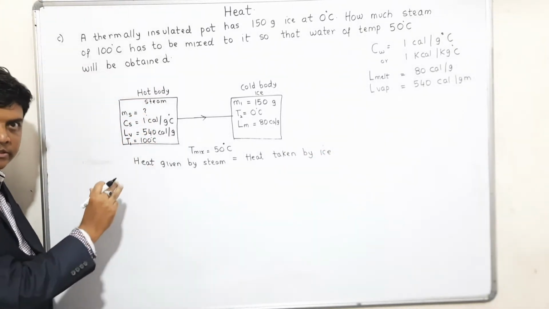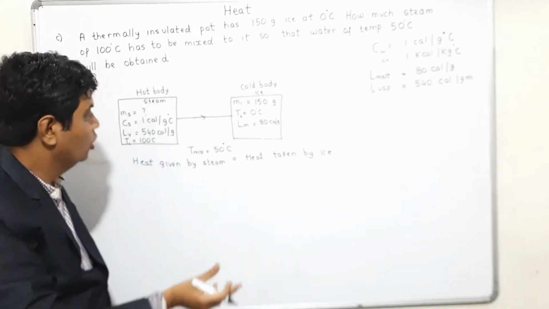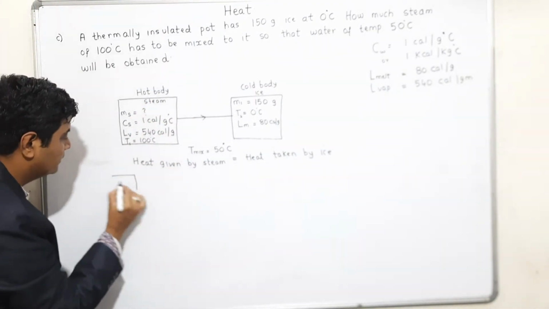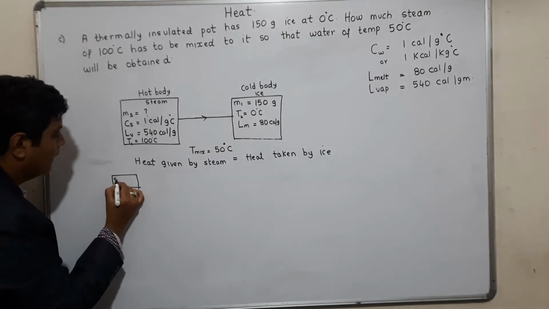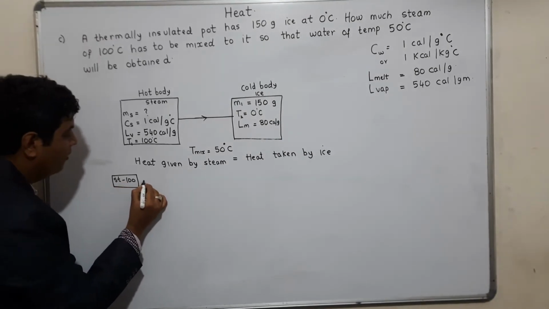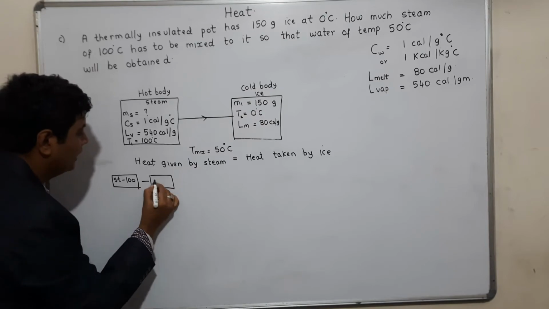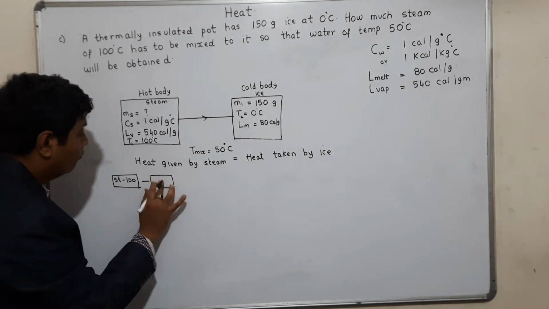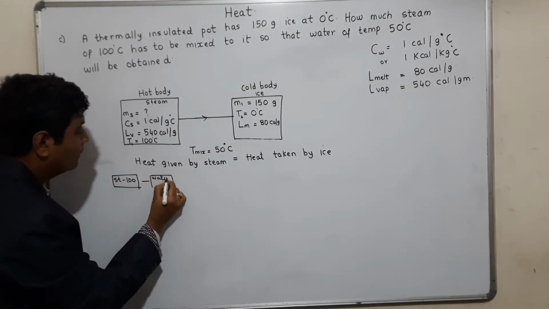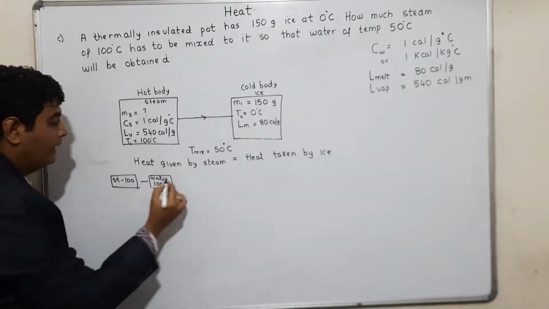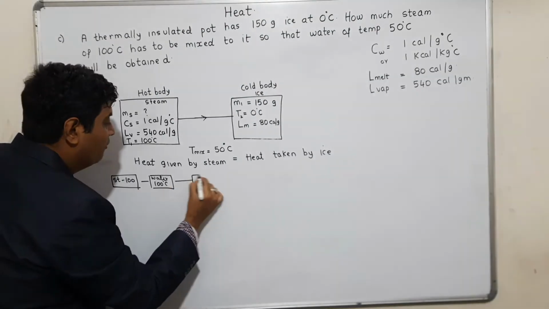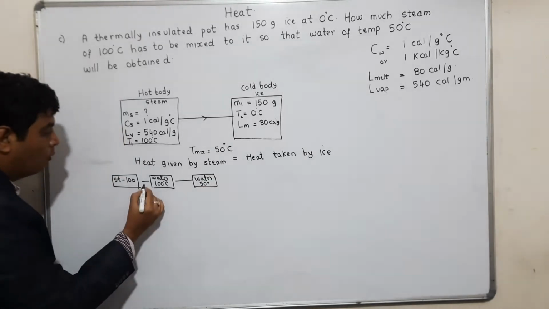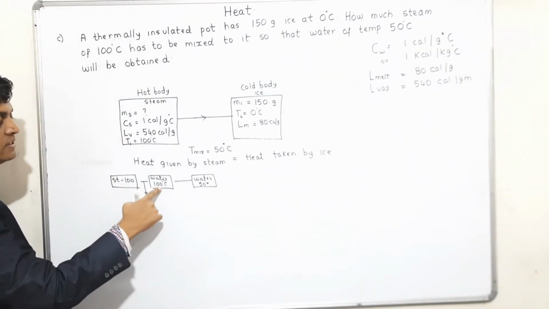Steam will just get converted into water. So steam at 100 degrees Celsius will first get converted into water at 100 degrees Celsius, and then water at 100 degrees Celsius will convert into water at 50 degrees Celsius. What is the heat involved over here? It is change in state.